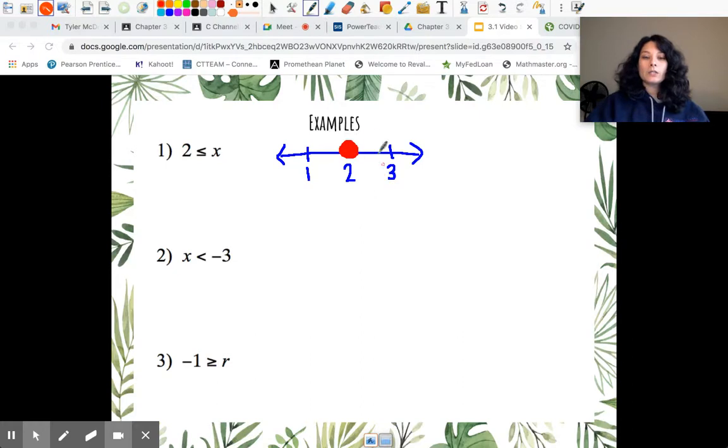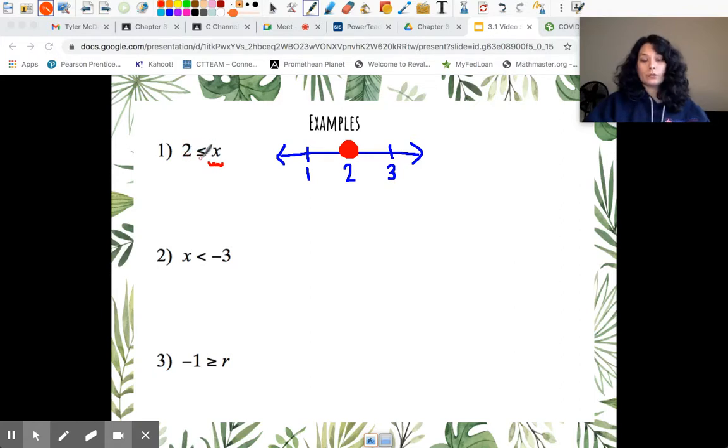The next thing I need to do is I need to either shade my number line to the right or I need to shade my number line to the left. So to do that, I look at the inequality, but I start from the variable. I cannot stress that enough. You have to start from the variable in order to determine your shading. This says x is greater than 2.